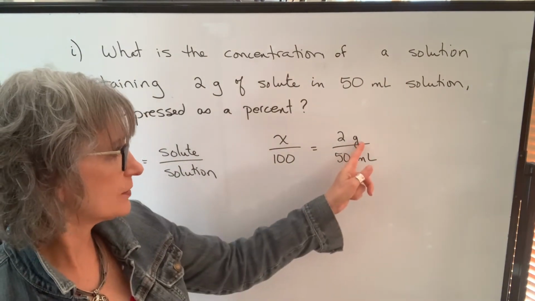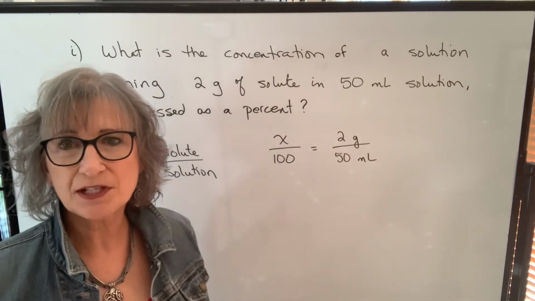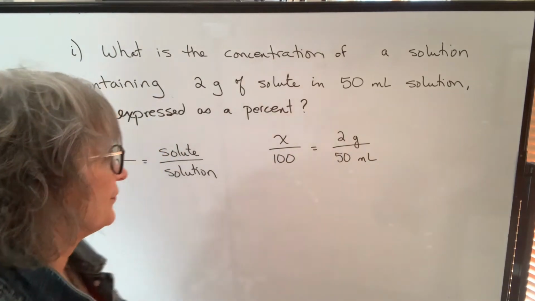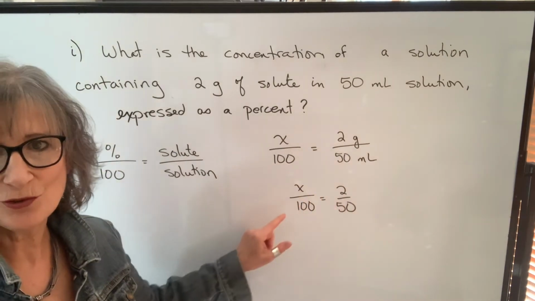The units tell us what type of percent concentration this will be. That's a weight or a mass unit, that's a volume unit. So when we do get percent, it's going to be weight per volume. We can ignore the units to do the calculation.